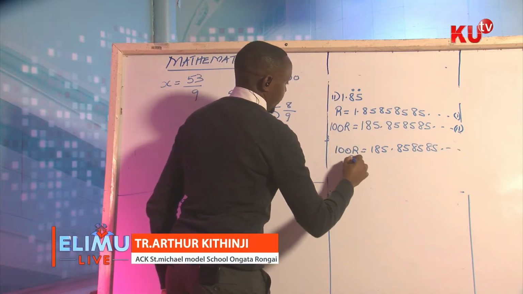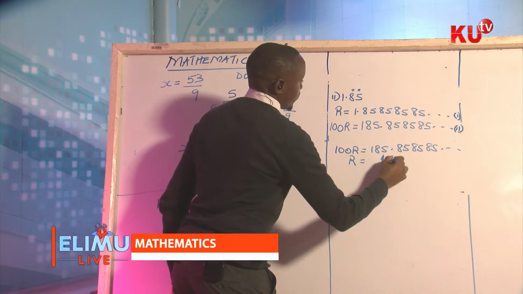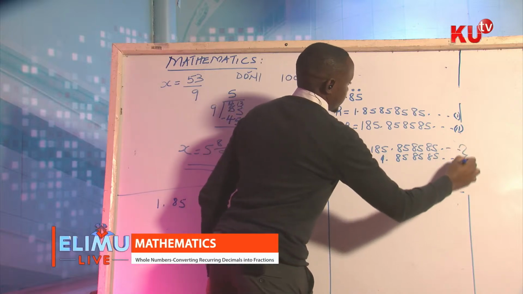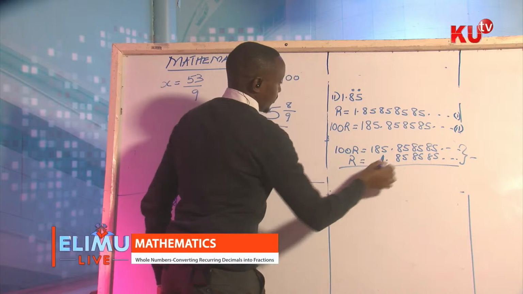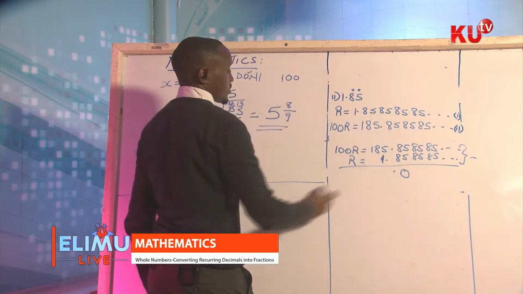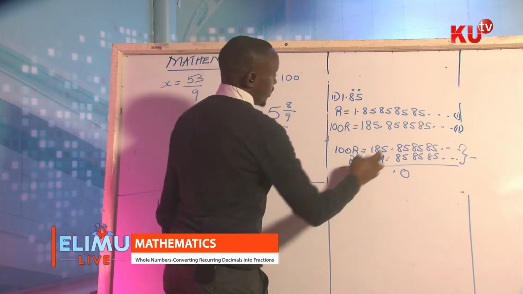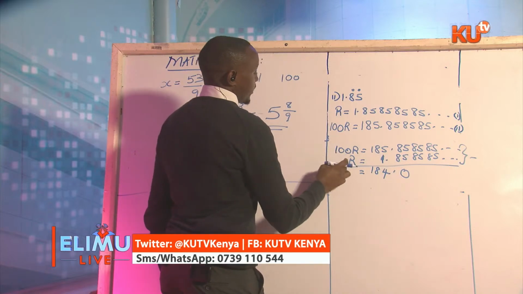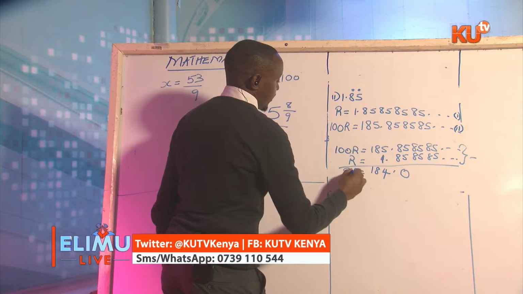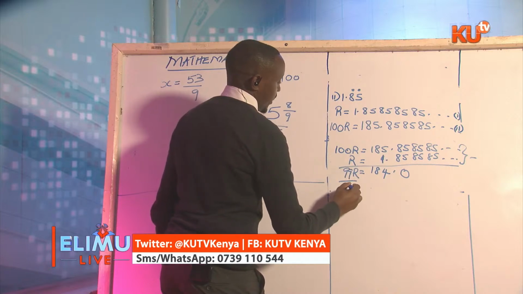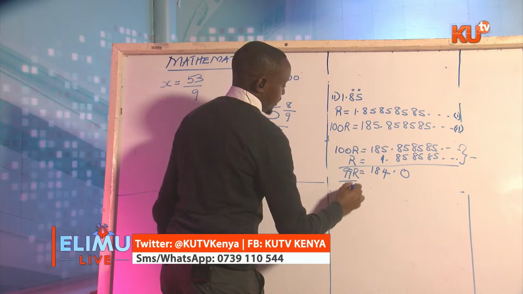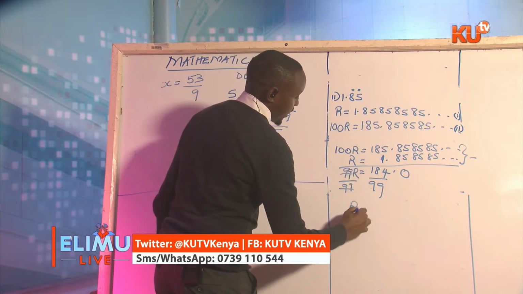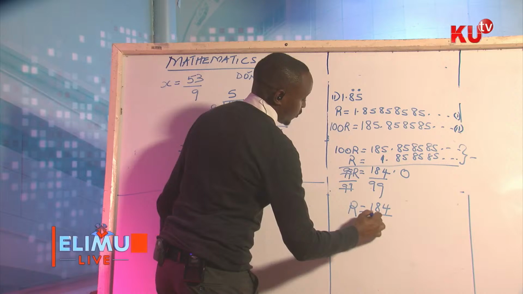Subtract R from there, which is 1.858585. Subtract these two, and on the decimal part you'll get 0, because everything there will subtract to 0. 5 minus 1 is 4, then you drop 1 and 8. And 100R minus R is 99R. Divide both sides by 99. The 99 will cancel out, so you are left with R being equal to 184 all over 99.